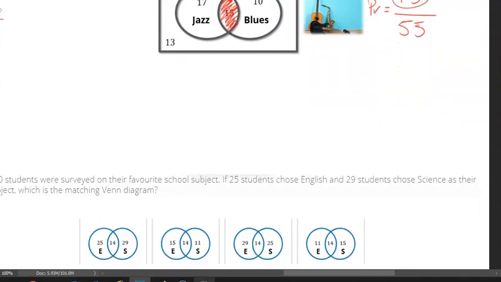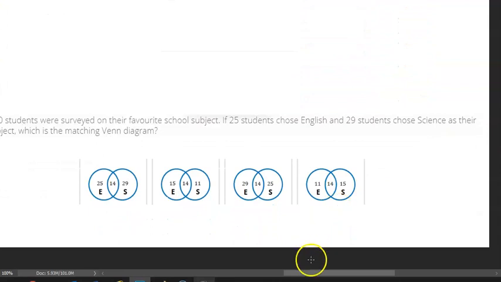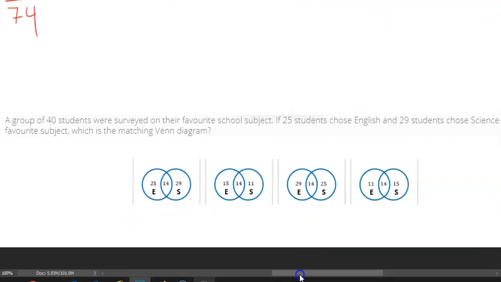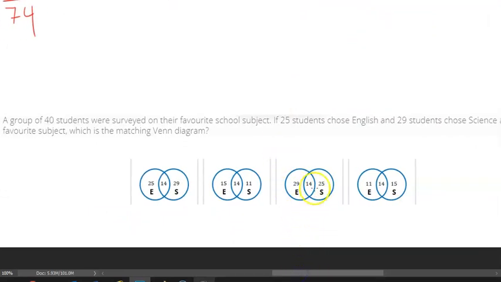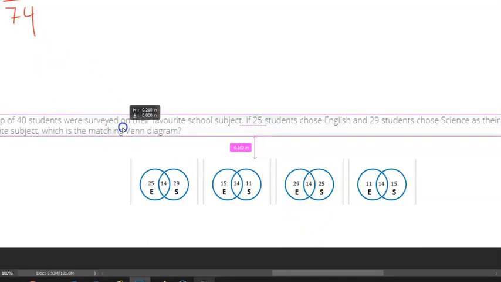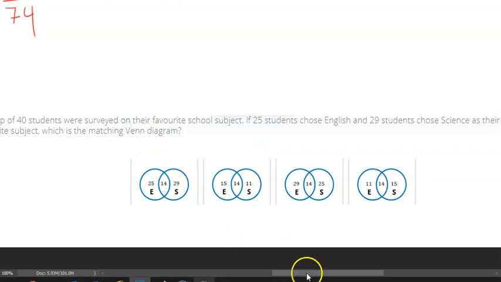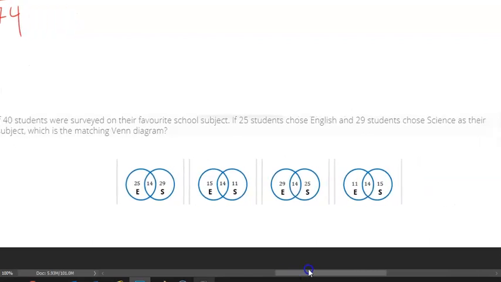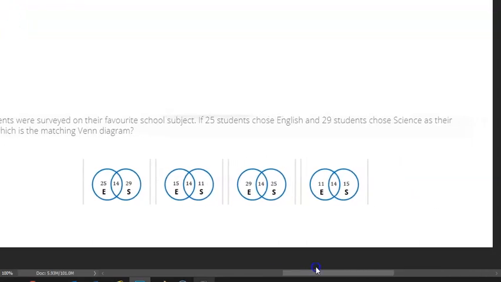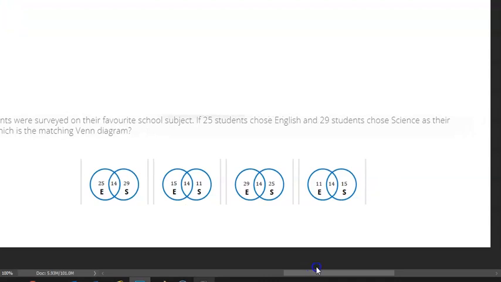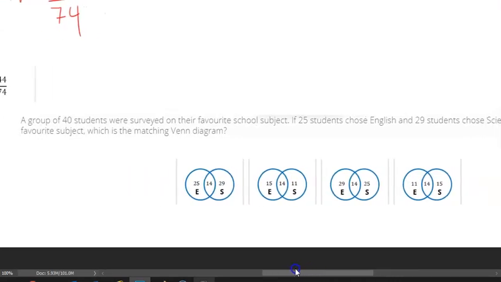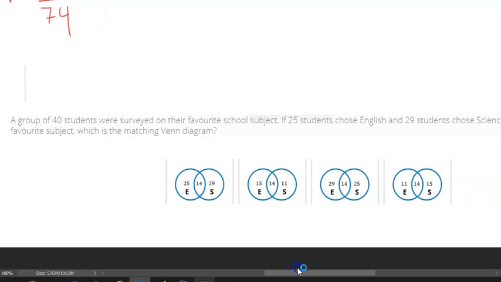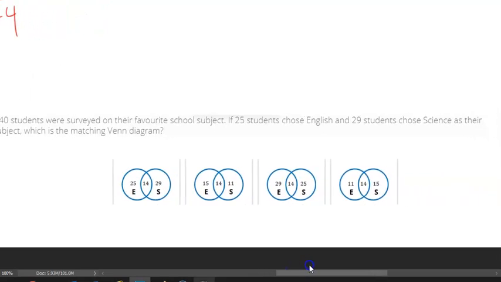Now the last question, one of the trickier questions that you will see in the essential assessment. And I'm just going to move it to the side a bit because it's quite a big question and I want to make sure it doesn't get cropped out. A group of 40 students were surveyed on their favorite school subject. If 25 students chose English and 29 students chose science as their favorite subject, which is the matching Venn diagram?